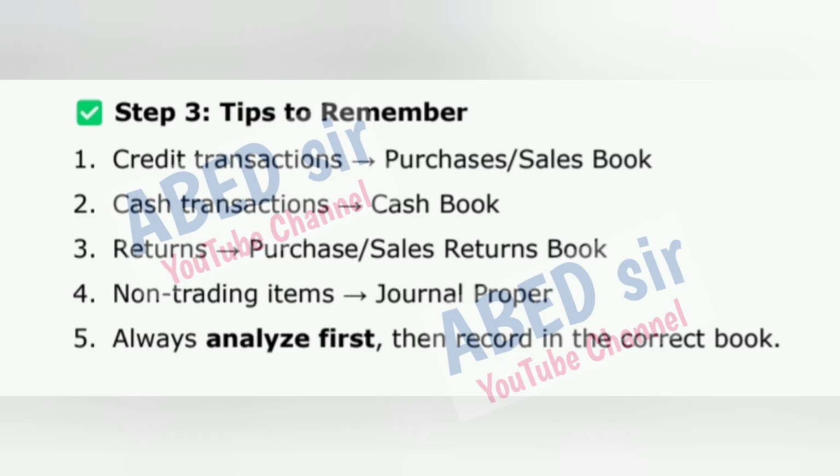Step 3, tips to remember. 1. Credit transactions: purchases and sales book. 2. Cash transactions: cash book. 3. Returns: purchase and sales returns book. 4. Non-trading items: journal proper. 5. Always analyze first, then record in the correct book.